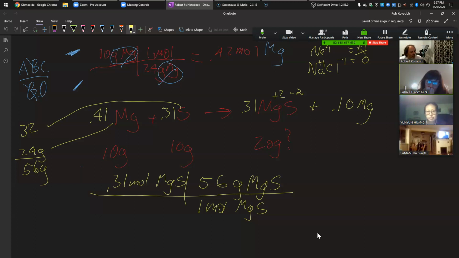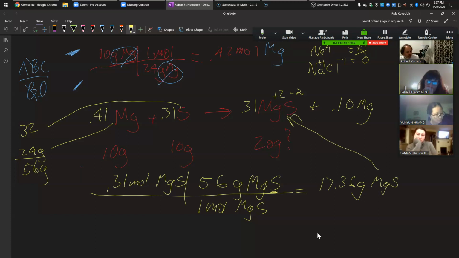So that's my molar mass of magnesium sulfide, meaning if I had 6.02 times 10 to the 23rd of these MgS's, I'd have 56 grams of MgS. So this is 0.31 times 56. So I will be able to make 17.36 grams of MgS if I start with 10 grams of sulfur and 10 grams of magnesium.